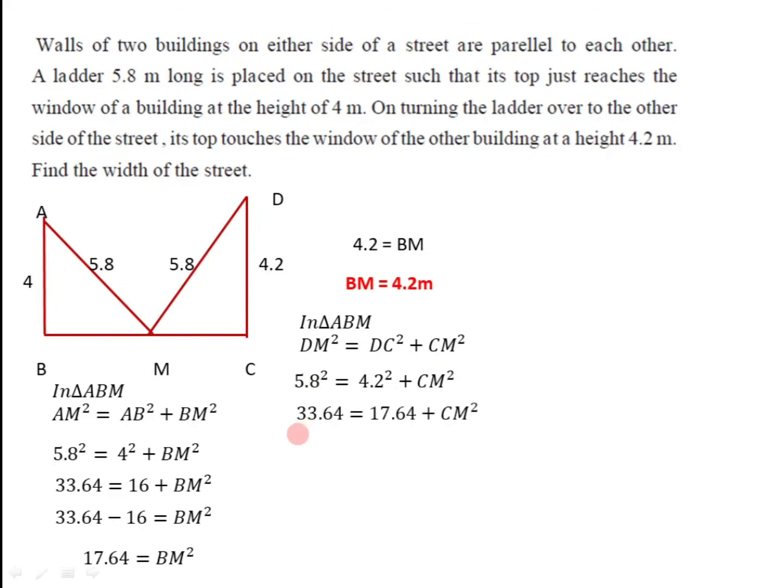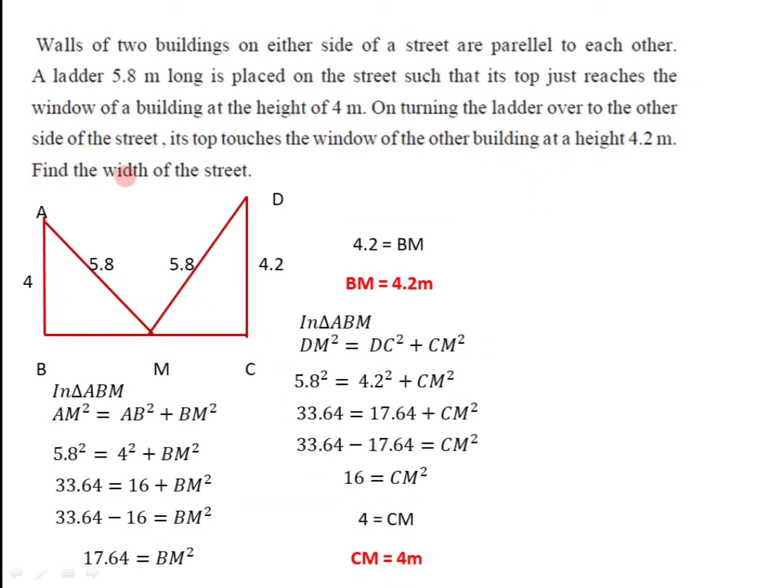The square of 5.8 is 33.64. That is equal to 4.2 square, which is 17.64, plus CM square. If we take 17.64 to the left hand side, it will become minus. It is 33.64 minus 17.64, that is equal to CM square. So if we do the subtraction, 33.64 minus 17.64, it will be 16. That is equal to CM square. Again, if we take the square root on both sides, the square root of 16 is 4, which is equal to CM. That is, the length of segment CM is 4 meters.